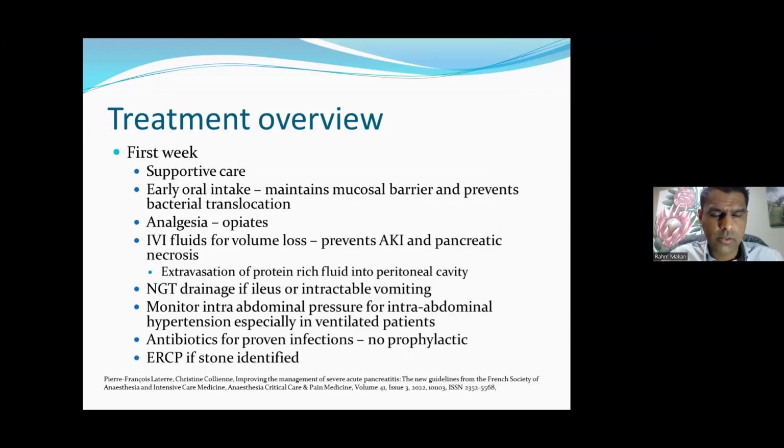So the treatment overview: in the first week of care, it's supportive care, and you want to encourage your patient to have early oral intake, because that maintains the mucosal barrier and prevents bacterial translocation. You'd want to provide analgesia and IV fluid to prevent volume loss. It prevents acute kidney injury and pancreatic necrosis due to the extravasation of the protein-rich fluid into the peritoneal cavity, which explains why patients get the Cullen sign and Grey Turner sign.